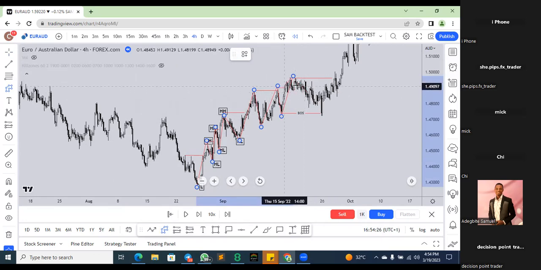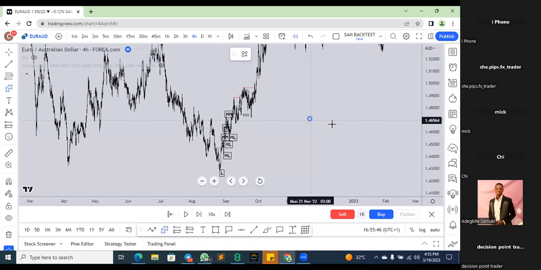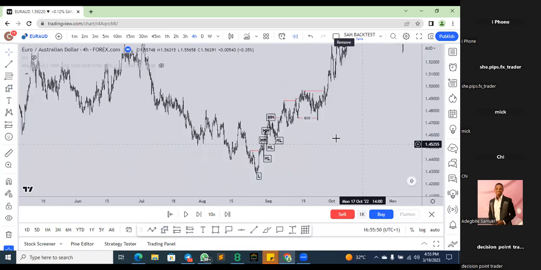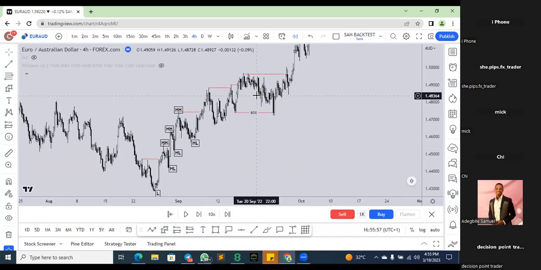If you don't understand how to read the structure, you keep getting cut up. As I was saying, if you are not careful, you might take several losses here before you know that all this that is happening is just a pullback. You need to know how to read the structure per day.